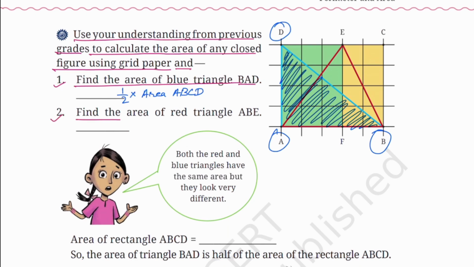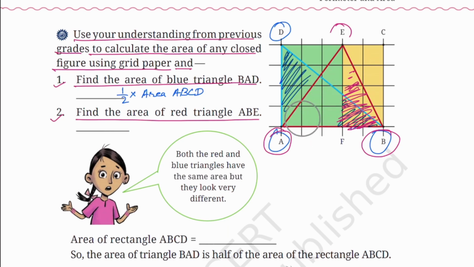Similarly, find the area of red triangle ABE. Area of red triangle ABE, that is this one. You can see it has two portions. One half here and the other half here. That is, one half is half of the green rectangle and the other half is half of the yellow rectangle.